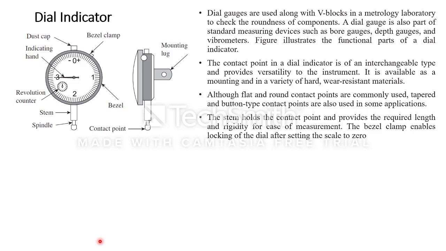So now, dial gauges in industries are mainly used to check the concentricity of a circle. I'll discuss in the next clip what this concentric circle is. Along with concentricity, they can also be used in bore gauges, depth gauges and vibrometers.